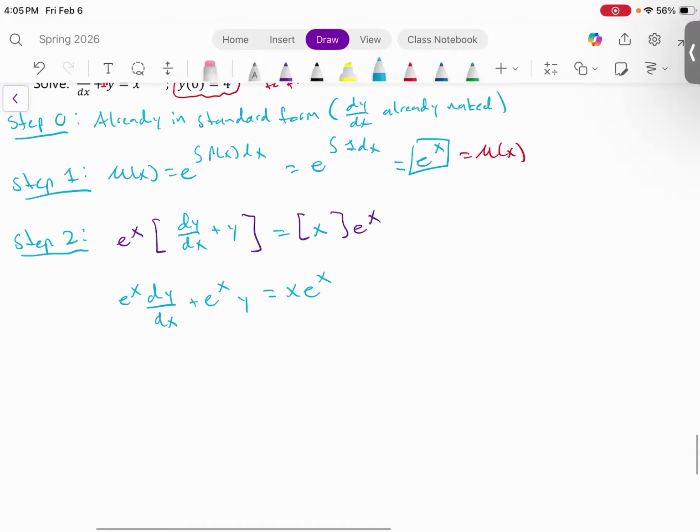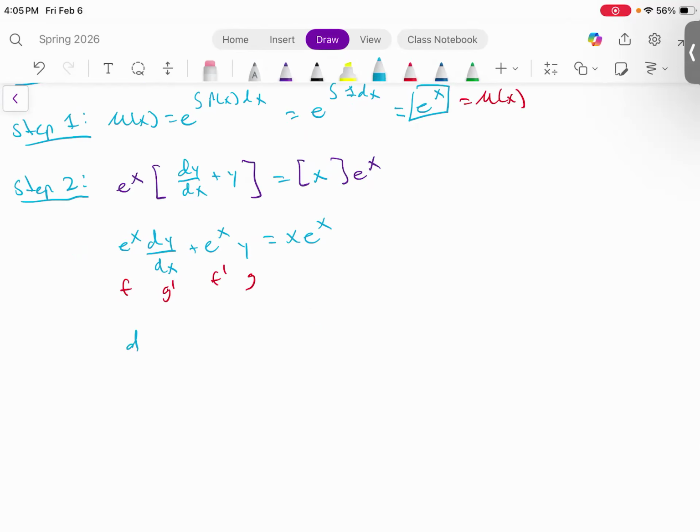Okay, so remember when we multiply by the integrating factor, we want to recognize that this equation now is the derivative of some product. This one's a bit easier to see: e to the x is f, e to the x is f prime, dy over dx is g prime, and y is just g. So what I get is the derivative of the product e to the x times y equals x e to the x.